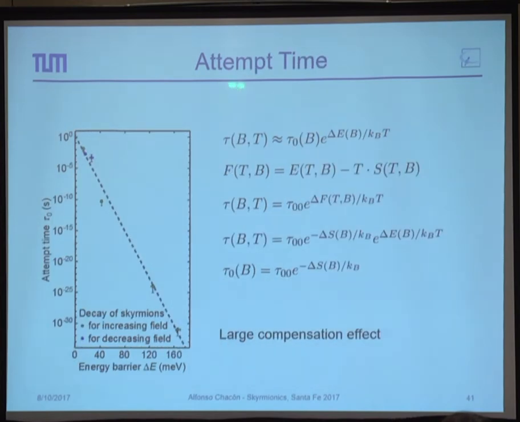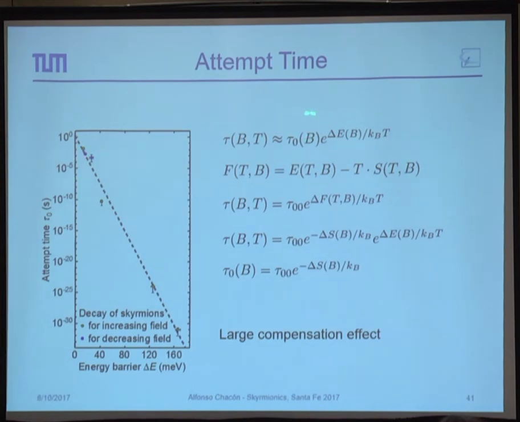However, if we take a look at this creep factor tau naught, there is a very, very large dependence on the energy barrier, which is also dependent on the magnetic field. So it shows the same information.